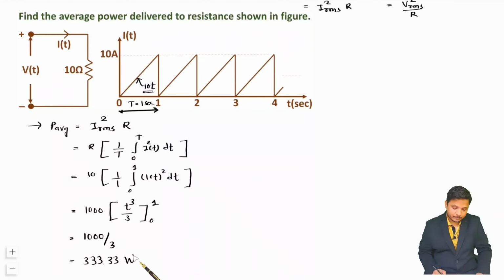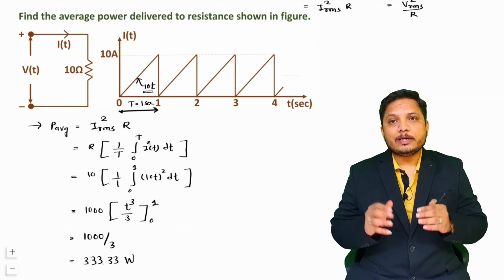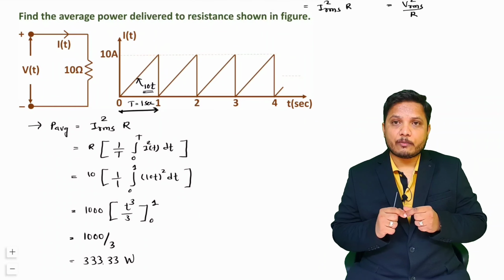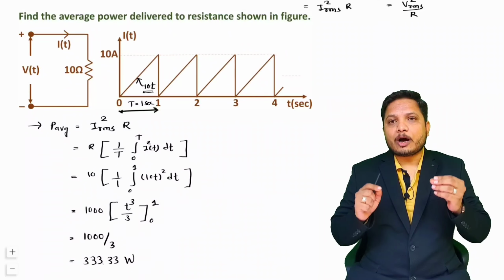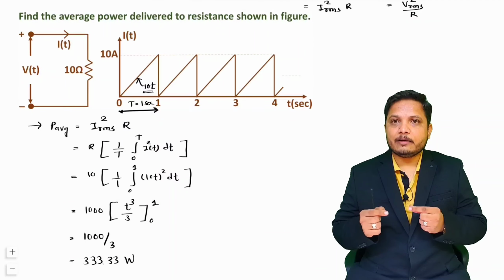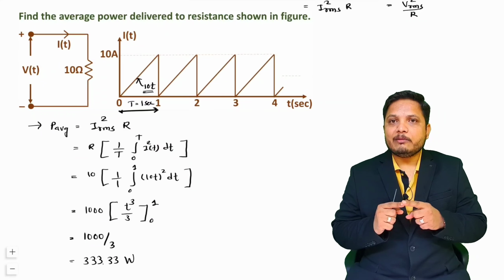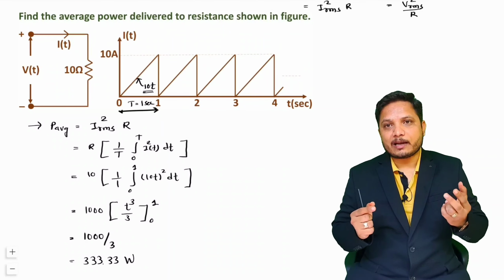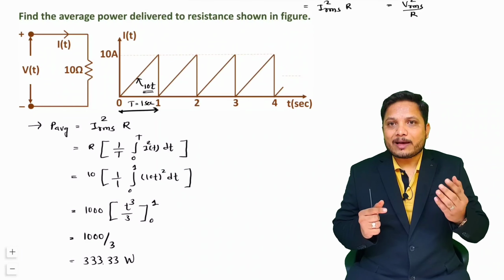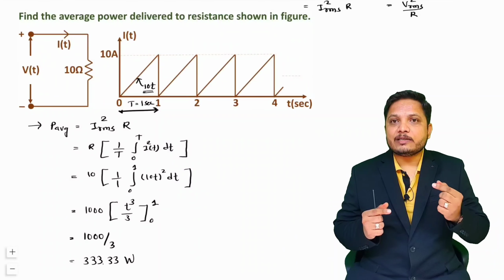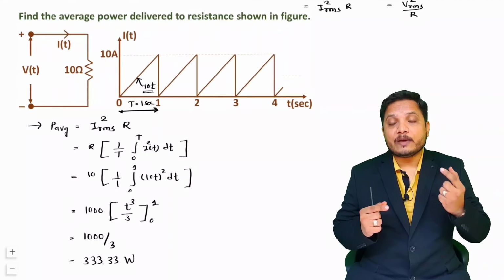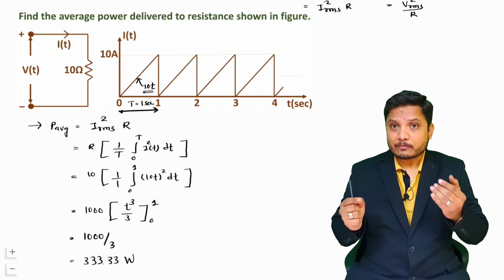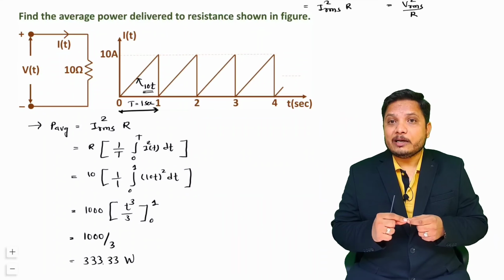333.33 watt. So my dear students, all you need to do is identify the function which is given in terms of waveform, right? And you will have to see over how much time period that signal is getting repeated. So you will have the value of T, and you will have the function, and then simply you just have to do integration for IRMS or VRMS. IRMS square is 1 by T integration 0 to T i square t dt, and VRMS square is 1 by T integration 0 to T v square t dt, right?